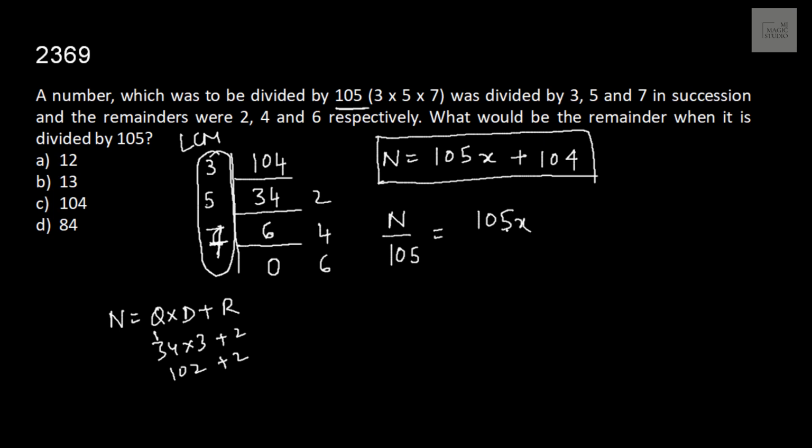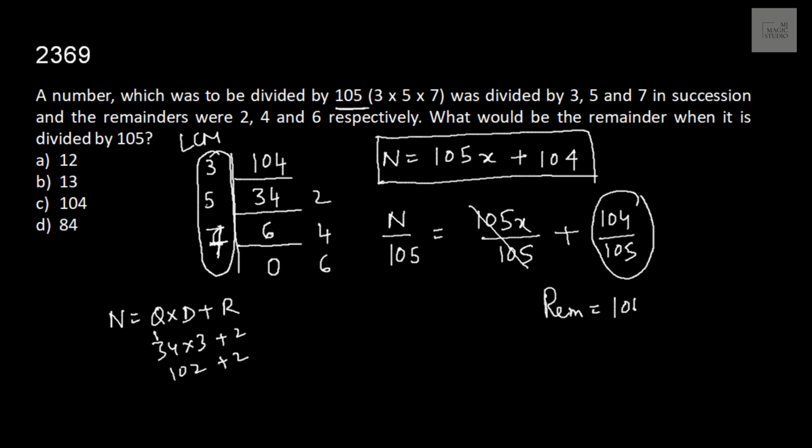That means 105x is divided by 105 and 104 is divided by 105. This is fully divisible as we can see. So this part will only help us out in finding the remainder. So remainder in this case would be 104, as 104 is not divisible by 105, isn't it? So yes, we have 104 in option C. Option C is the answer.